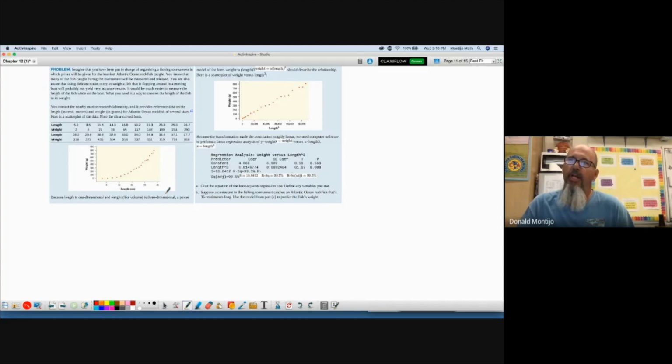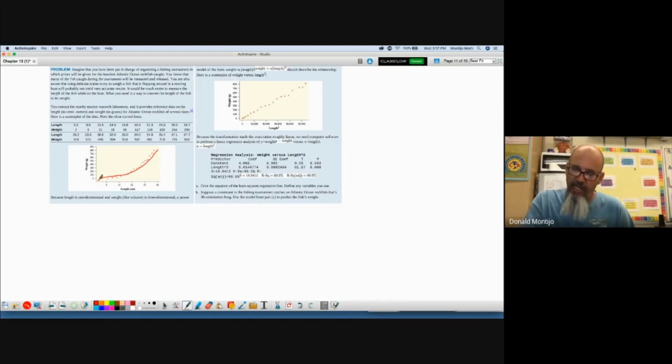Here's a scatter plot of the data. Note that this scatter plot is clearly curved. The data is not linear. Linear regression then probably is not going to be a very good way to go about it. Because length is one-dimensional, weight we can think of as volume, so weight is three-dimensional. Okay, we're going to look at a power model.